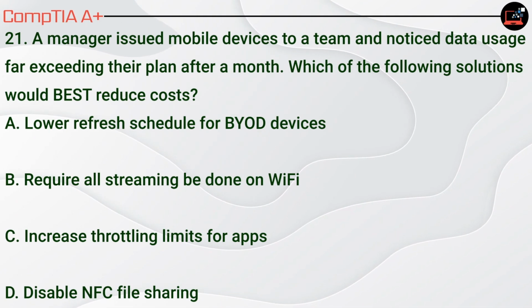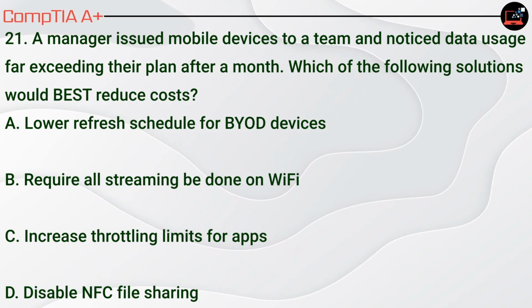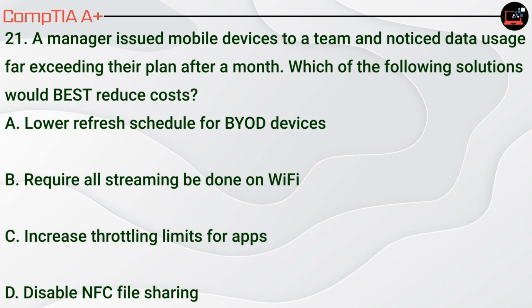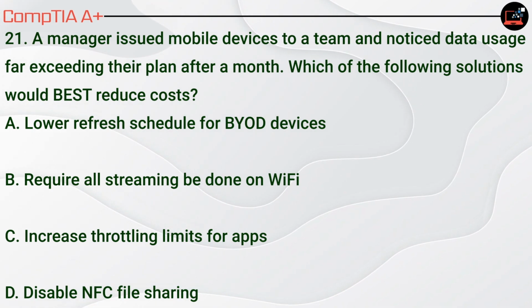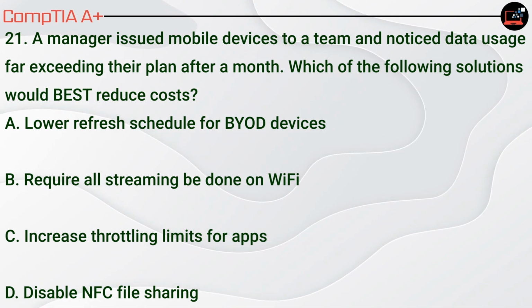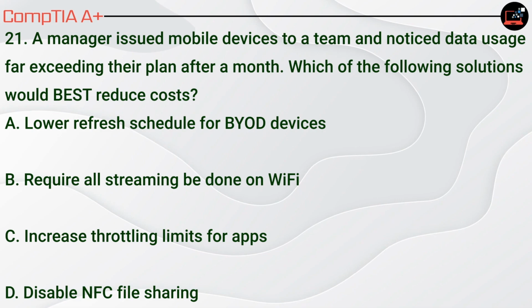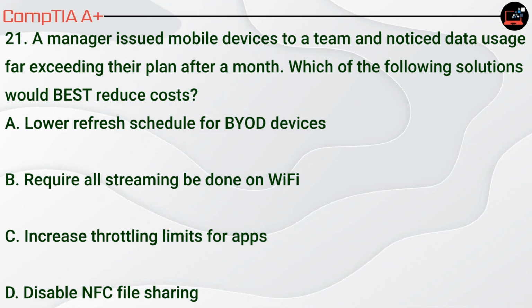21. A manager issued mobile devices to a team and noticed data usage far exceeding their plan after a month. Which of the following solutions would best reduce costs? A. Lower refresh schedule for BYOD devices. B. Require all streaming to be done on Wi-Fi. C. Increase throttling limits for apps. D. Disable NFC file sharing.